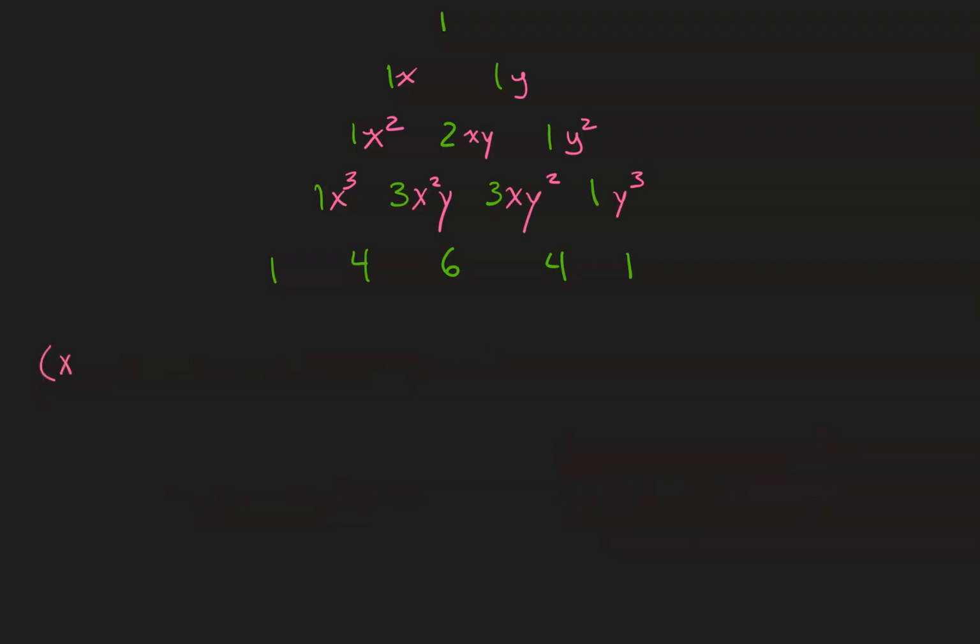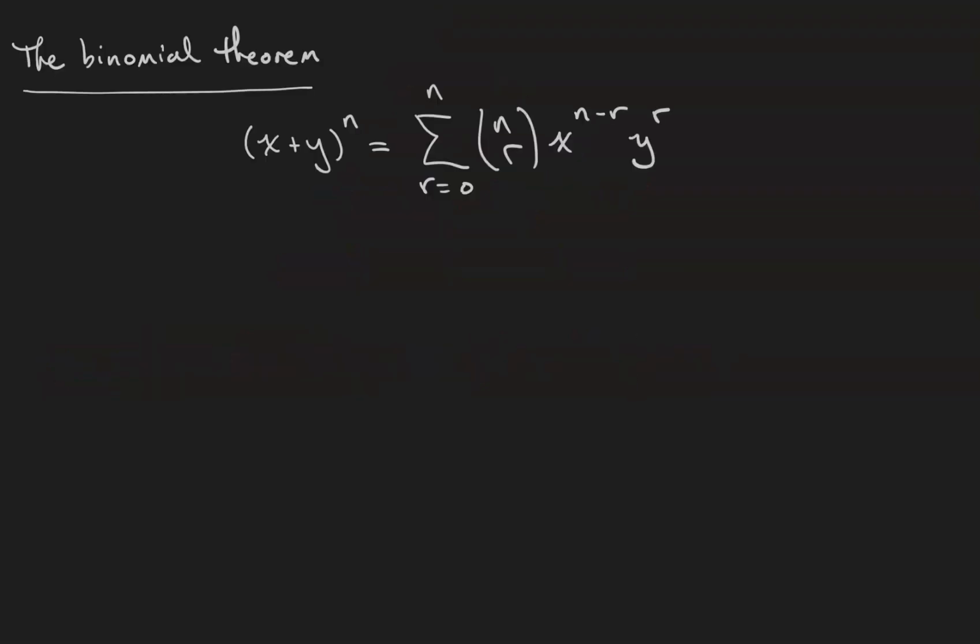And you can check for yourself that x plus y to the 4th power is x to the 4 plus 4x cubed y plus 6x squared y squared plus 4xy cubed plus y to the 4th. All of this can be summed up by the binomial theorem, which says that x plus y to the nth power is the sum of all of the n choose r's times x to the n minus r times y to the r. Because binomial coefficients are symmetric, it really doesn't matter which one's x and which one's y, so long as their powers add up to n.